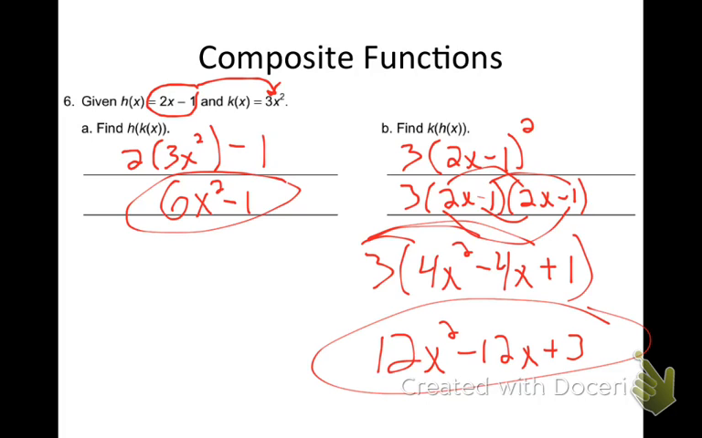Nice job. Yes, sir. Are we going to ever have anything larger than a binomial? You might have a trinomial, like a binomial and a trinomial. That's about as large as it'll get. I don't think they'll have anything larger than that, though.